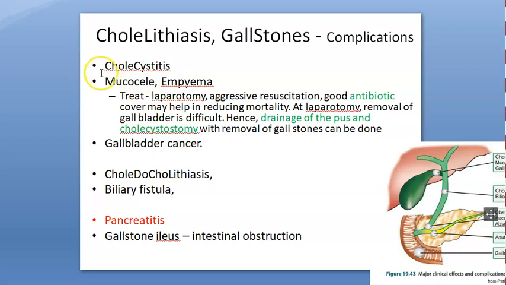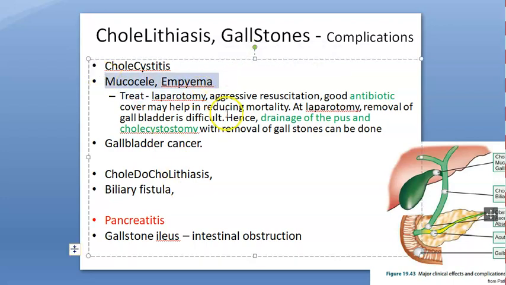Just one more word, guys. If there is mucosal empyema, pus, you will have to give antibiotics also, and you will have to drain the pus and also do a cholecystostomy to drain the pus with the removal of gallstones. So you can open up the gallbladder and remove the stones. Cholecystotomy.